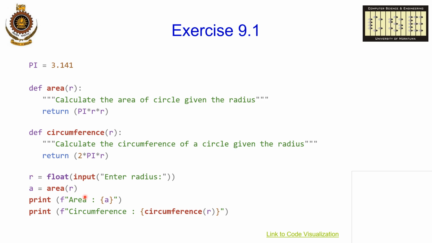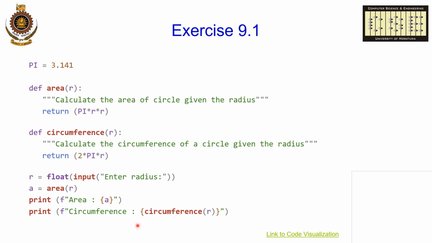Okay, let's see how we can get the area calculated. There are different ways of continuing from this point. For area, I calculate the area by calling the function area, passing the radius r, then a will get the area, because the area function returns the area of the circle. Then in the next line I print a.